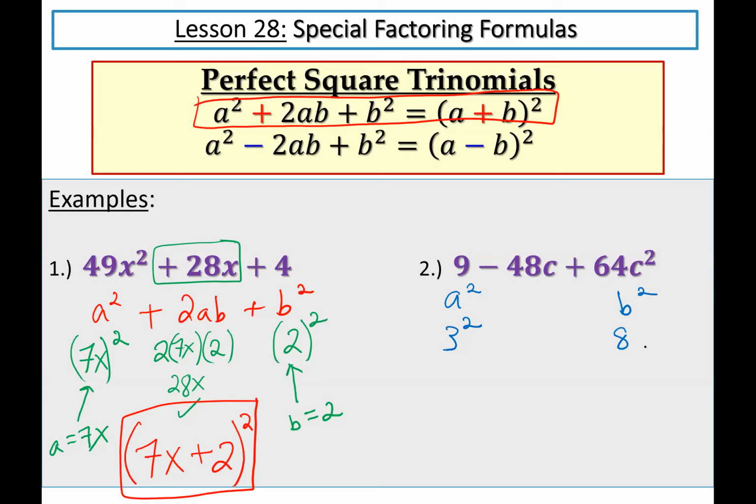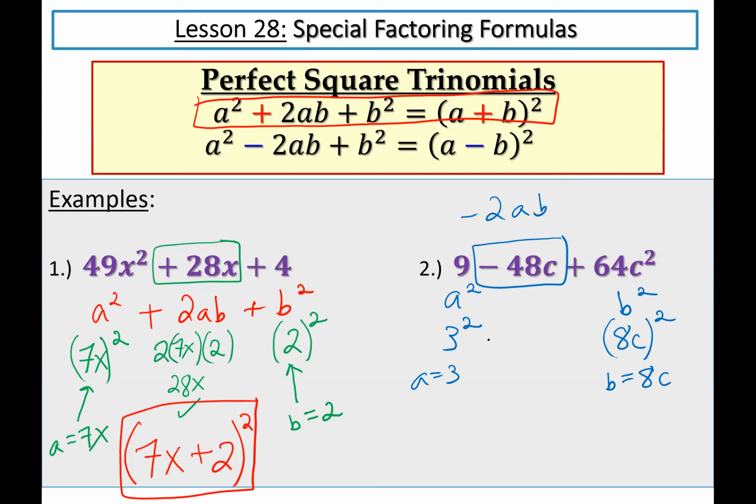Yes, that's a perfect square. That's equal to 8c squared. So now all I have to check is, okay, if a is 3 and b is 8c, if I multiply those together and then multiply by 2, do I get this middle term? So I'm checking, do I have this minus 2ab? Is that going to work here?